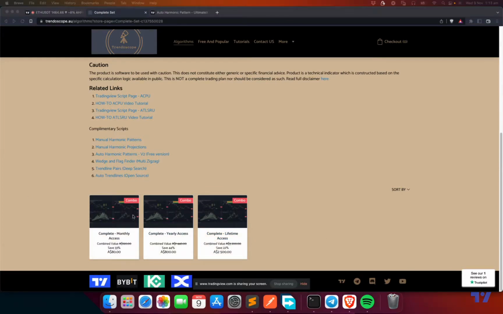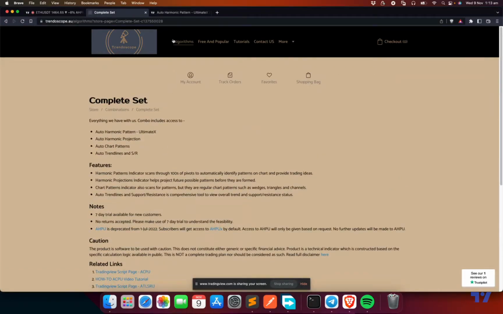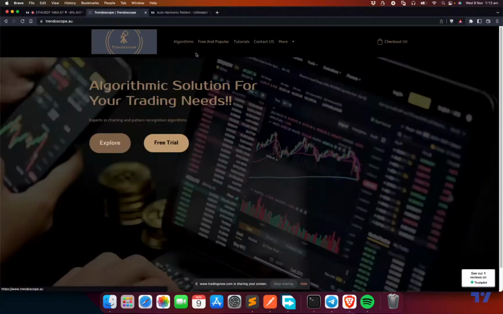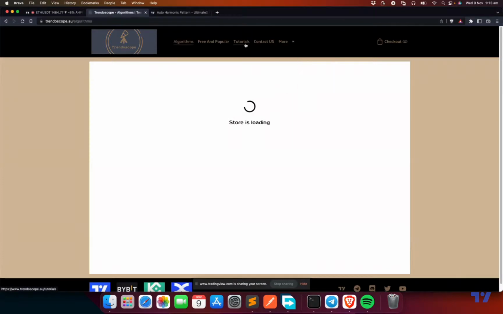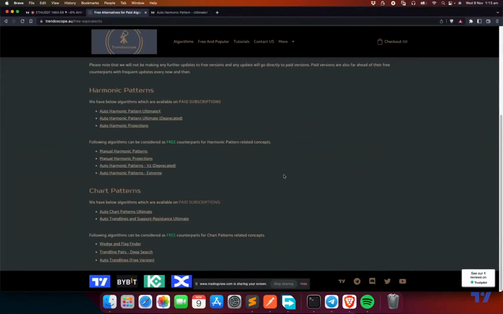And as I mentioned, a lot of people are not able to afford them, and that's okay. Anyone who is not able to afford them, we encourage them to use our free alternatives, so that they can use them for learning and making trades and generating profit. And once they start generating profit, they can subscribe to our paid algorithms.